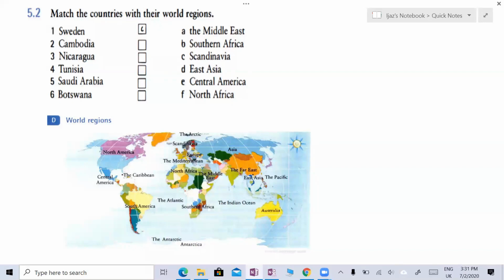And the others are the regions: the Middle East, Southern Africa, Scandinavia, East Asia. Can you just put the letters? For example, number one is Sweden, it's C, that is a Scandinavian country. So Sweden goes with C. Can you find the easier one first? Let's say Saudi Arabia. Let's start with Saudi Arabia.